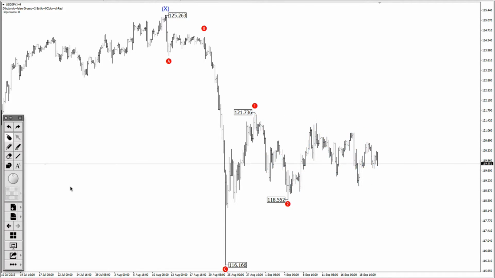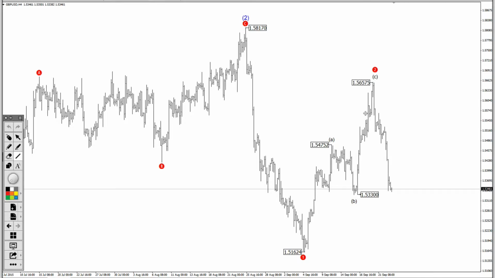Let's move to pound dollar, which has continued this very strong decline now. We can see now perhaps the third wave is forming. Maybe we see a sideways move here and continue lower. 153.46 is the price right now. 153.3 is the latest B wave low.